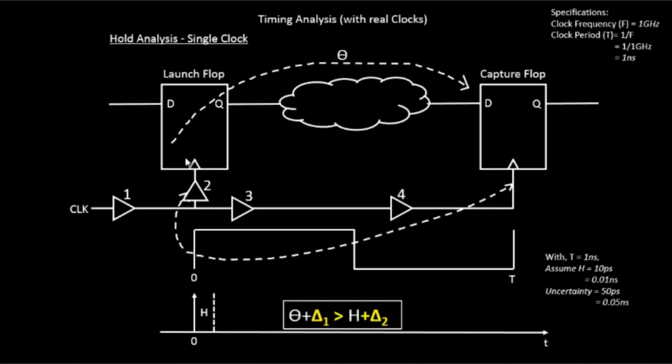So now what happens when the launch flop receives the clock edge over here? It sends the data to the outside world, and this data will take some amount of time to start from Q pin to reach the D pin, and that amount of time is referred to as theta.